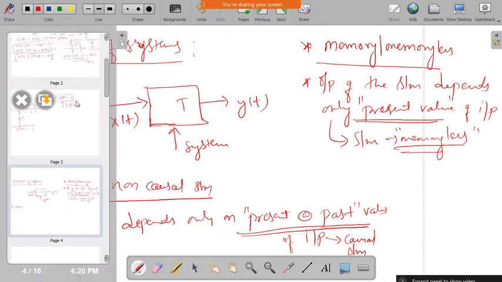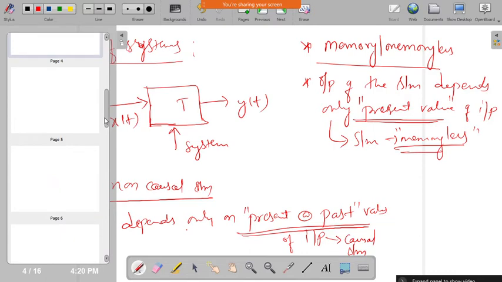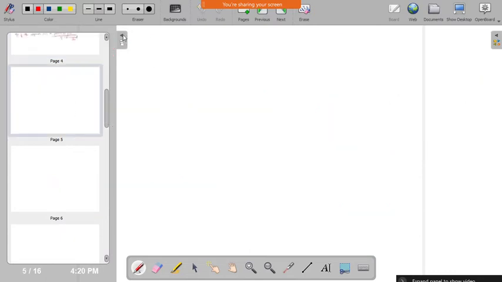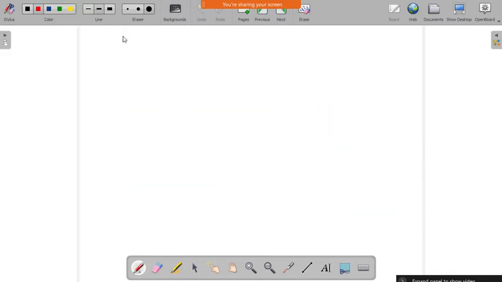Okay, so this is the causal system. Whenever the output depends only on the present or past values of the input signal, it is said to be a causal system. Next one is the linear or non-linear system. Linearity we will say, so that is linear or non-linear system.